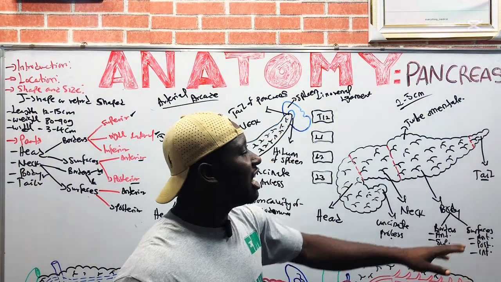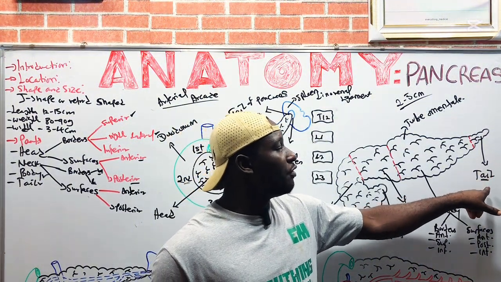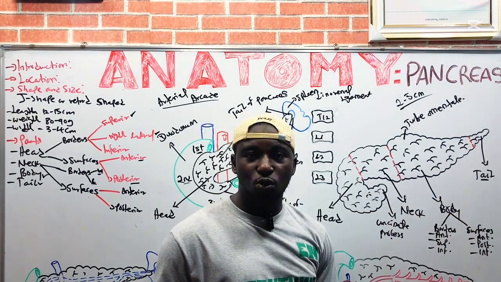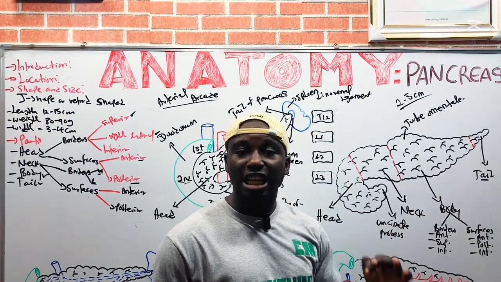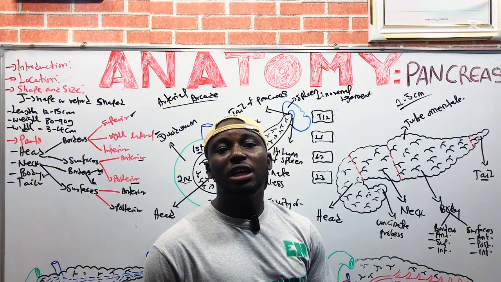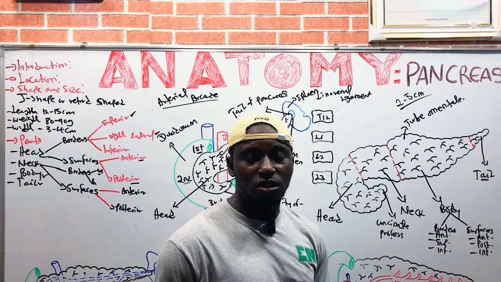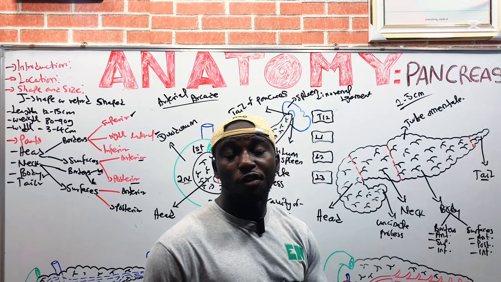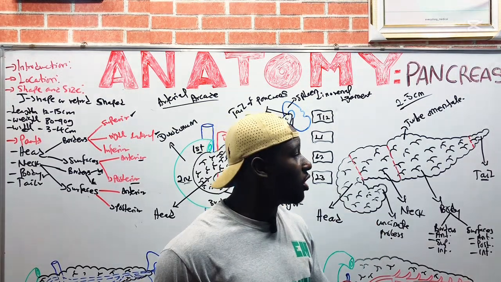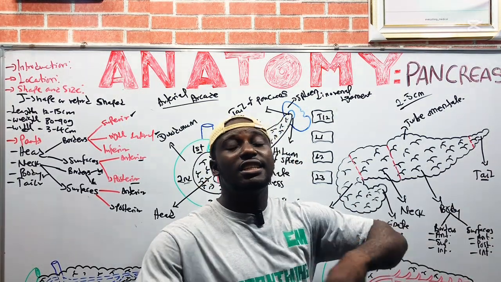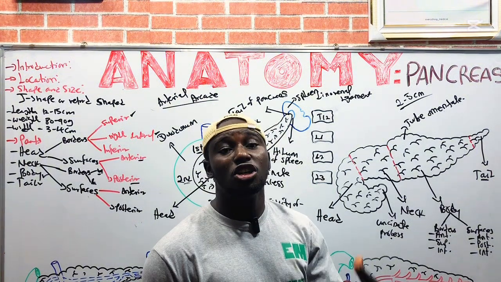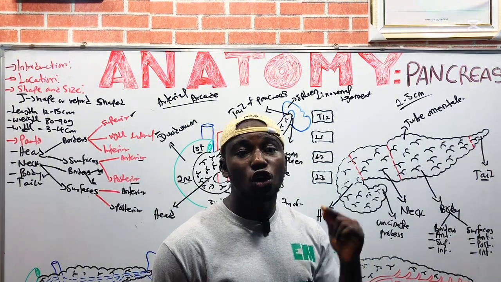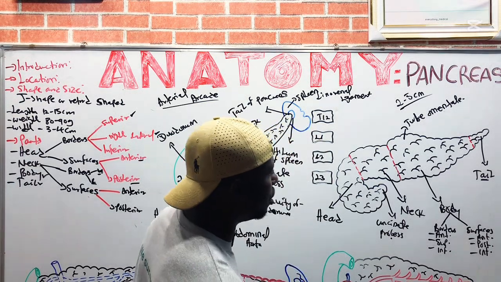Now, the relation of the tail of the pancreas is in accordance with the visceral relation of the spleen, between the gastric impression and the colic impression. So if you want to discuss the relation of the tail of the pancreas, it is in accordance with the visceral relation of the spleen between the gastric and colic impression. So that is how it works.